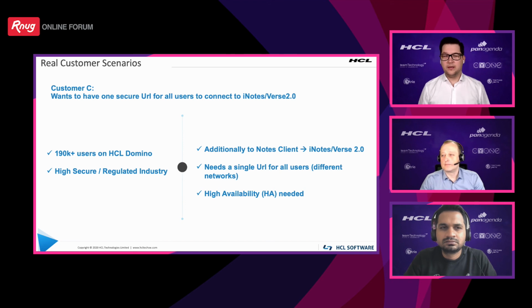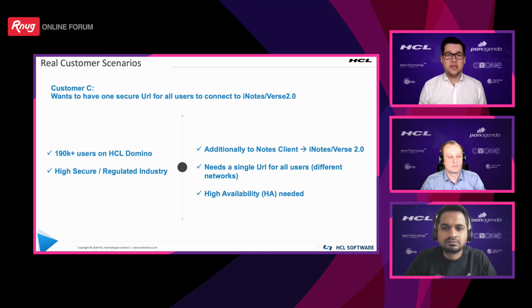Another customer is a huge customer with more than 190,000 users on Domino, from a highly secure, regulated industry. This customer wants a secure and single URL for all the users to connect, being able to connect to iNotes, which they still use in a couple of cases for a couple of users, and Verse 2.0, and they want to use that additionally to their Notes clients. So they really needed one single URL.